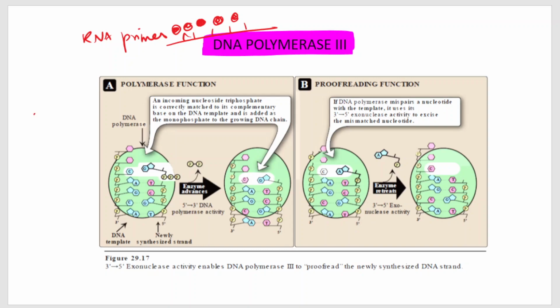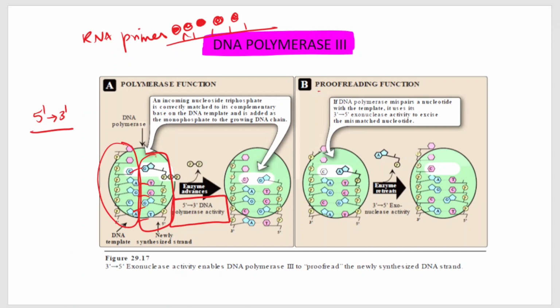Now, it has the 5' 3' polymerase action. That is, along the 5' 3' direction, it adds nucleotides. So it adds nucleotides which are complementary to the parental strand. So this is the parental strand and this one is the newly synthesized strand. The newly synthesized strand will be complementary to the parental strand. So this activity is nothing but 5' 3' polymerase activity.